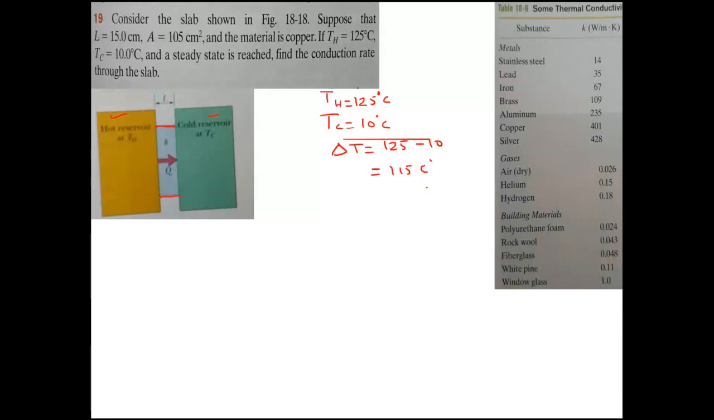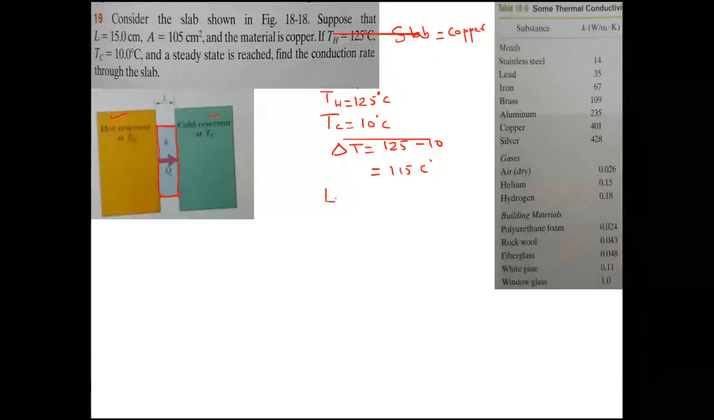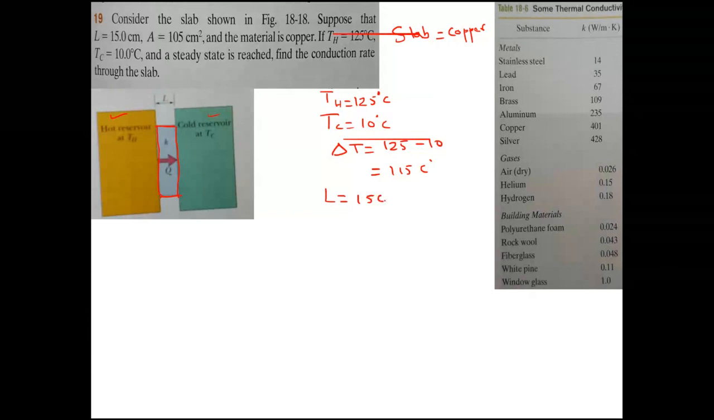Am I right? Or Kelvin. Both are correct. Understand? Okay. And then you take a material and connect it between these two temperature reservoirs, and that material is copper. So what material are you taking? You take the slab as copper material. So the slab is a copper material, and the length of the copper material is given as 15 centimeter.